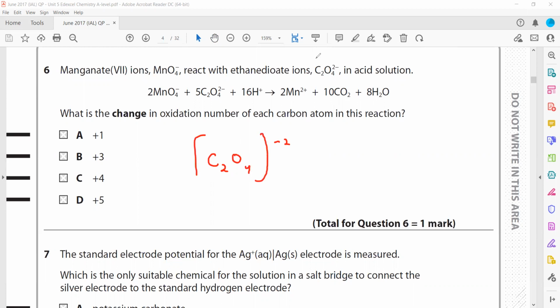Each oxygen is minus 2, so 4 oxygen will be minus 8. Because the overall compound is minus 2, the carbons should total plus 6, because plus 6 minus 8 will be minus 2. So for each carbon, it is plus 3. That's the beginning.